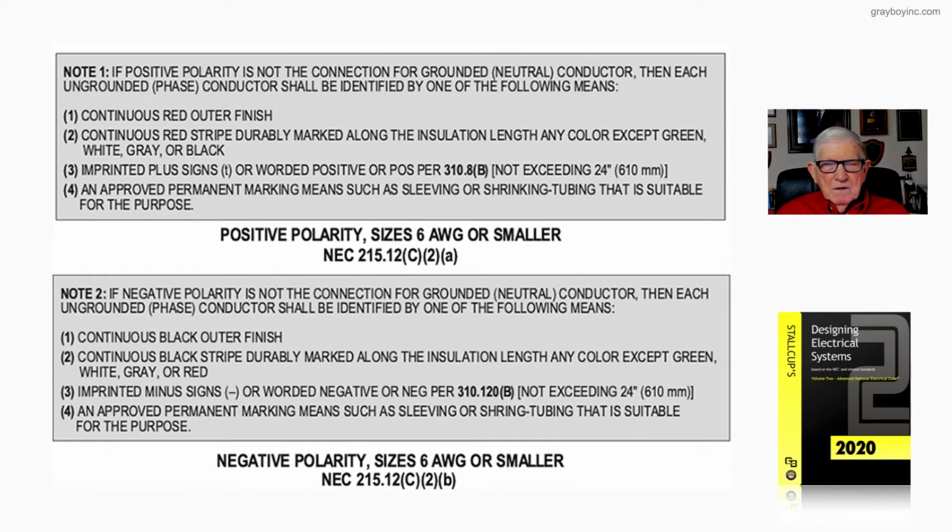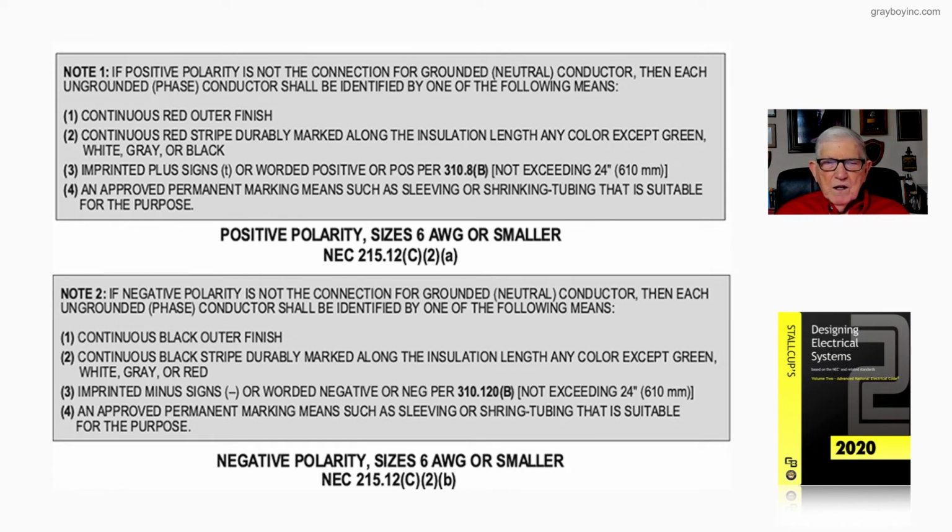And a permanent means, a sign, could be on there: minus, or negative, or NEG. And again, usually not exceeding 24 inches is what they want on it, so you can identify it and you won't cut it off and not be able to see it. And then finally, number 4, a permanent marking means, such as sleeving or any kind of shrink tubing that is suitable, again, for the purpose and conditions of use.